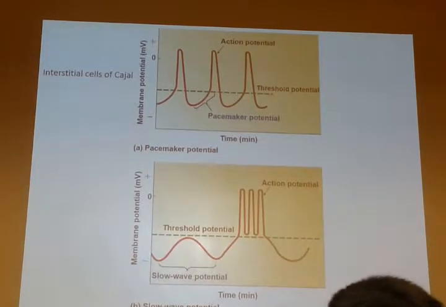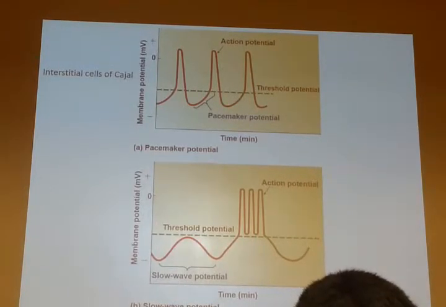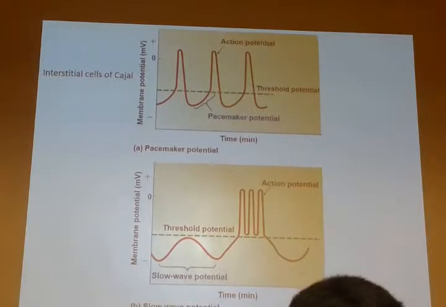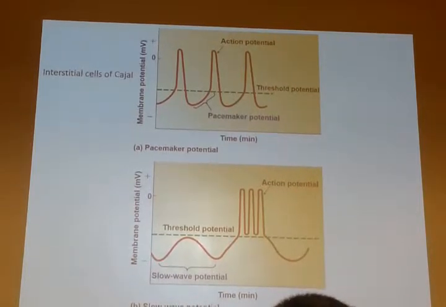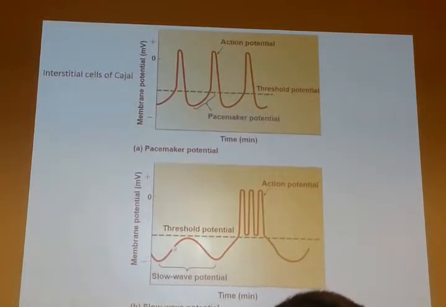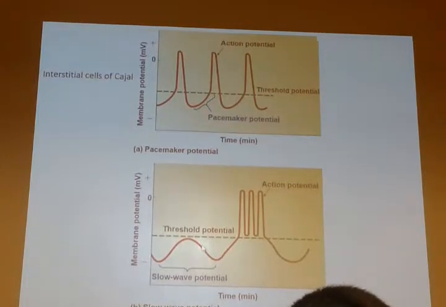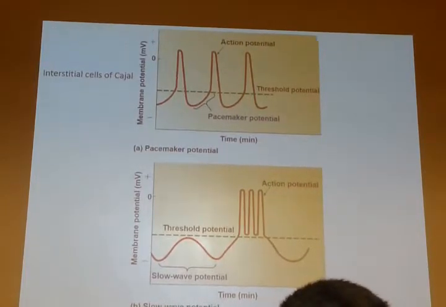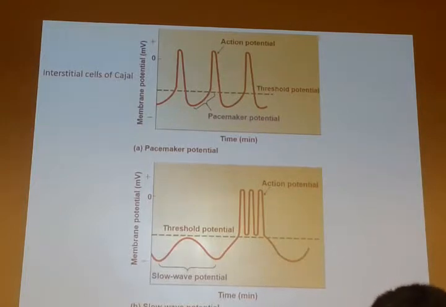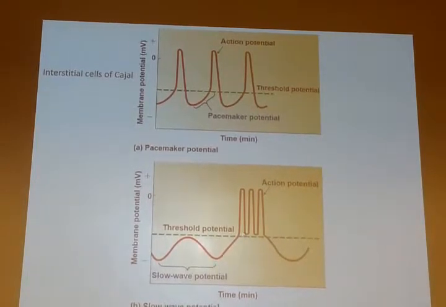We'll apply this more next semester when we're studying the GI tract. So right now, you just need to be able to tell the difference between a pacemaker potential and a slow wave potential. So waves that are elongated, this is a slow change in membrane potential, slow wave potential. If it reaches threshold, you get action potentials sent.